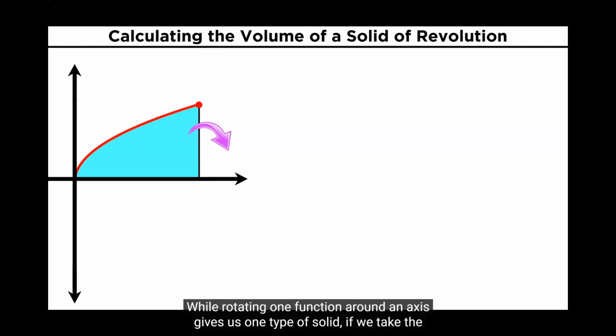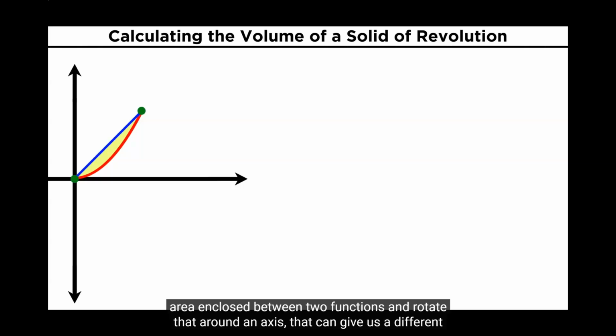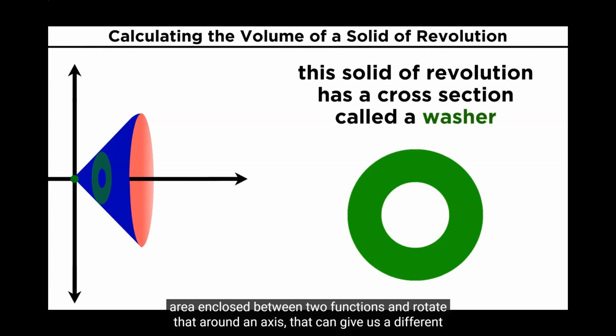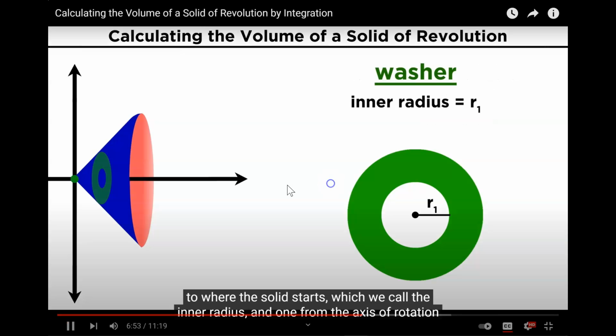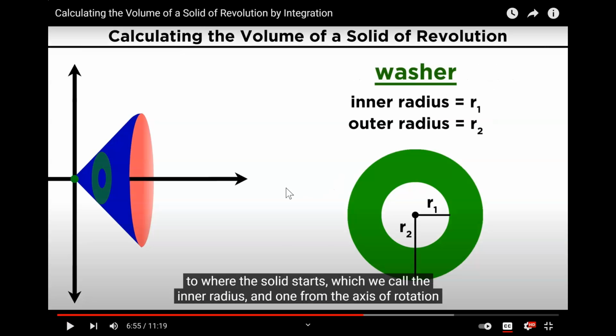While rotating one function around an axis gives us one type of solid, if we take the area enclosed by two functions and rotate that around an axis, that can give us a different kind of solid, whose cross sections are not circles, but rather things called washers, with an inner radius and an outer radius from the axis. So when you rotate that one, you're going to have a funnel-shaped empty space in between. And now when you take cross sections, they look like washers.